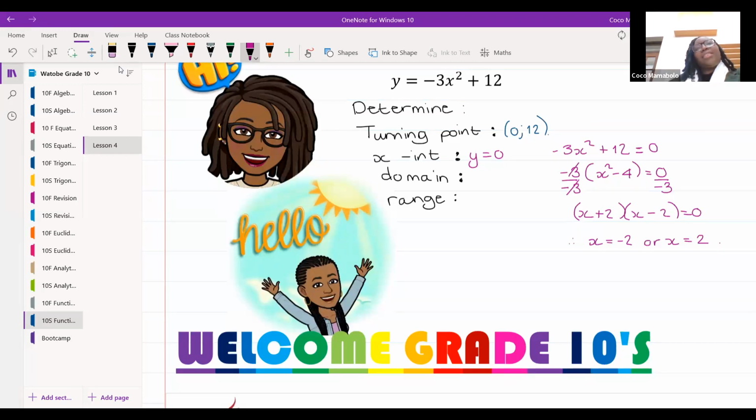Give me my coordinates. Our coordinates will be (negative 2, 0), and the other one will be (positive 2, 0). Beautiful. Oh my God, just music to my ears.